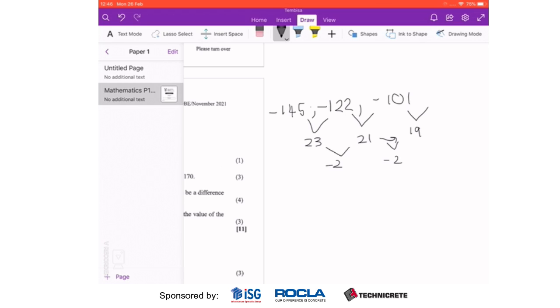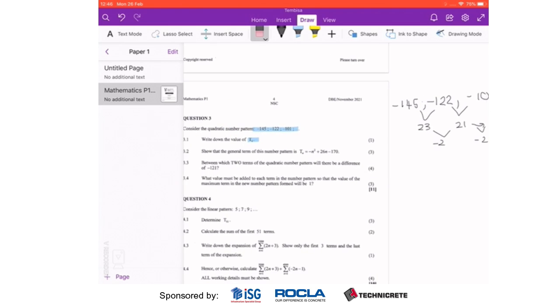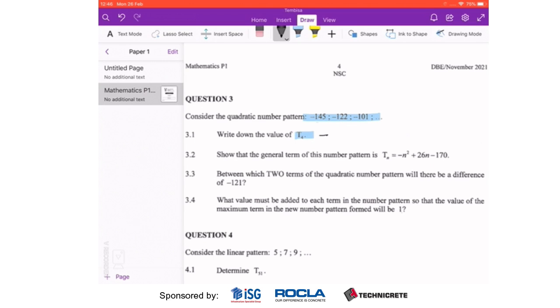So negative 101 minus 19. Essentially negative 101 plus 19 is going to give me negative 82. We're working backwards, so negative 101 plus 19 is going to give me negative 82. Okay, so that was the question: write down the value of T4. We got T4 to be equal to negative 82.